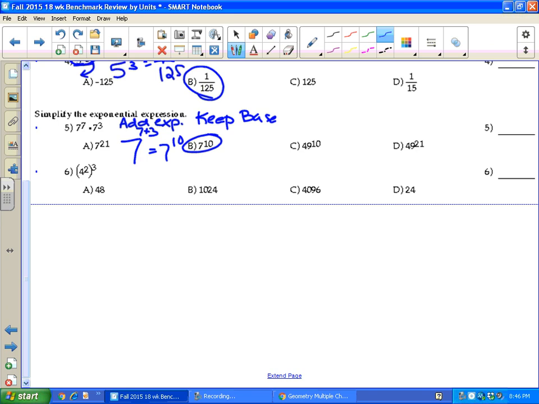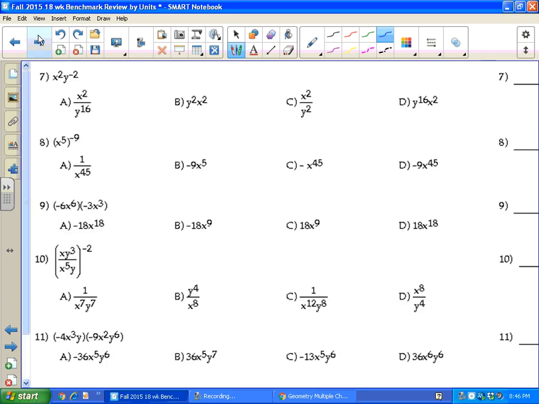Okay, inside exponent, outside exponent, you multiply across the parentheses. That's 4 to the 6th power, and when you take 4 to the 6th power, you end up with 4,096. All right, let's keep it going. I can't keep negative exponents, so this negative 2 exponent comes down here, and I get x squared over y squared. Choice C.